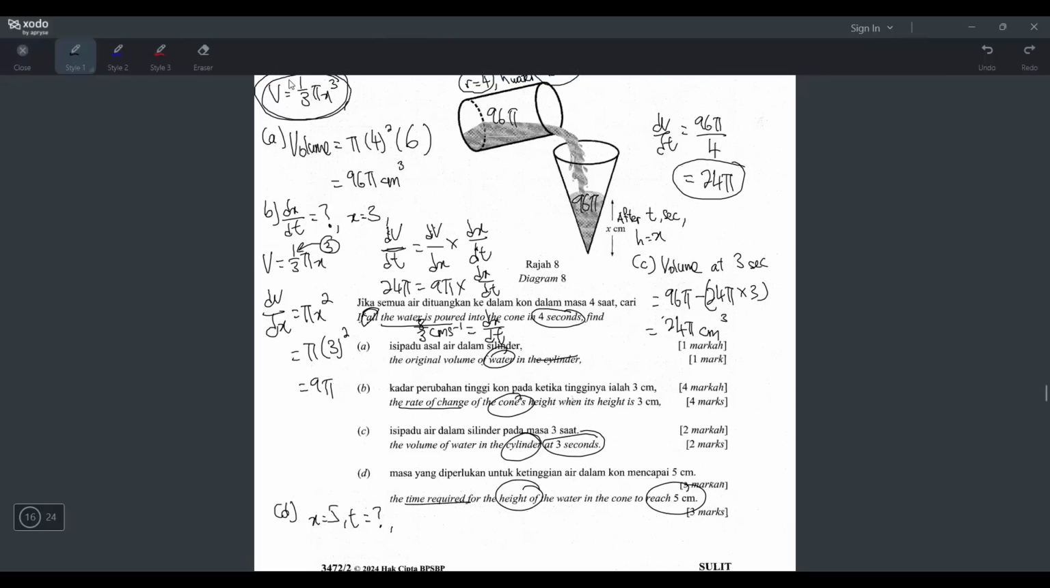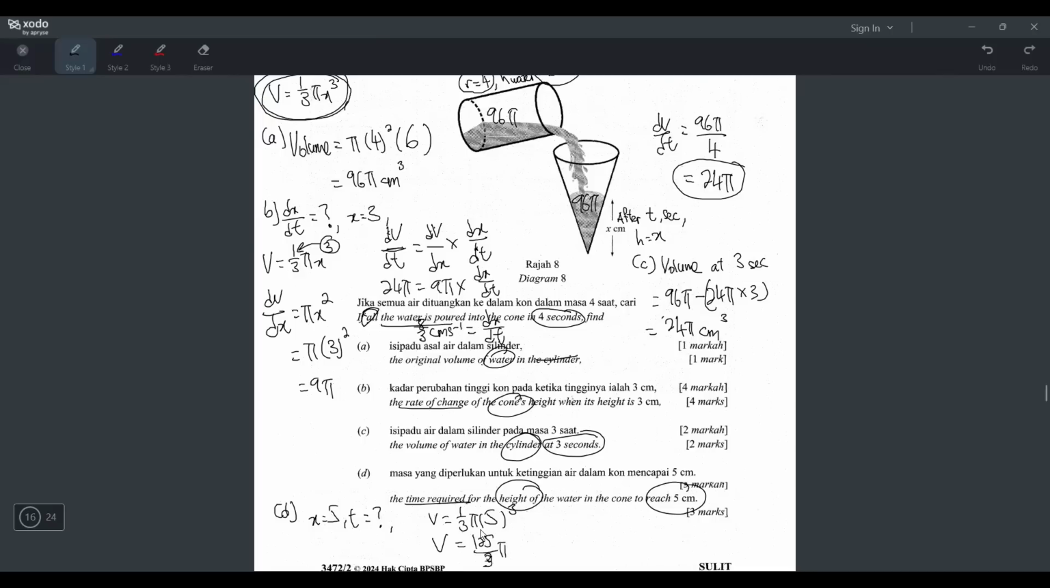So first I'll use this formula. This formula is the volume of cone. So V equals 1 over 3 pi x power 3. But they are asking you the time required for the height to reach 5 cm. So you want the height to be 5. So if you want the height to be 5, then the volume is how much? So you press this, you get 125 over 3 pi.